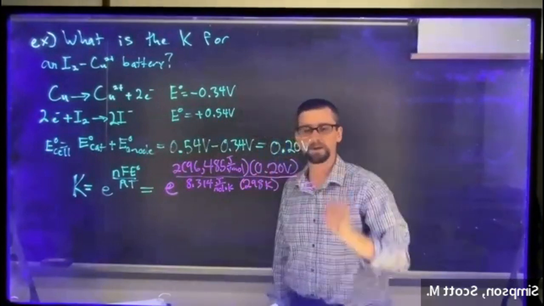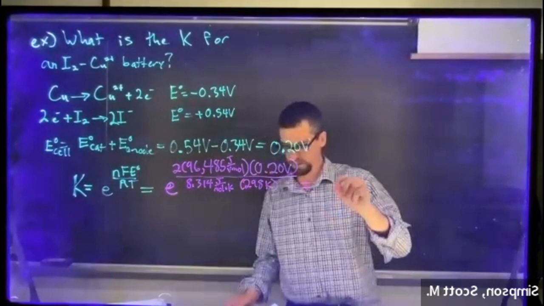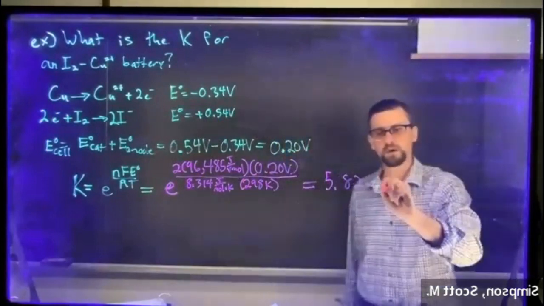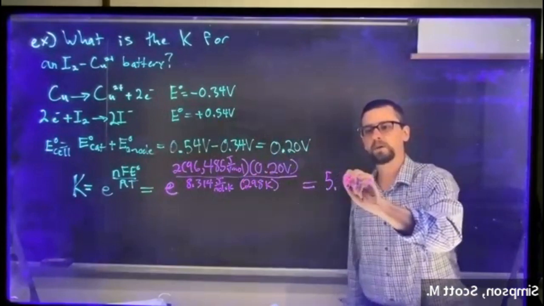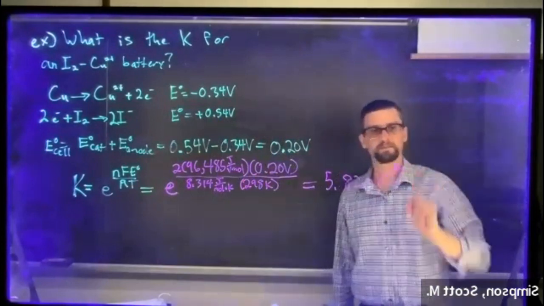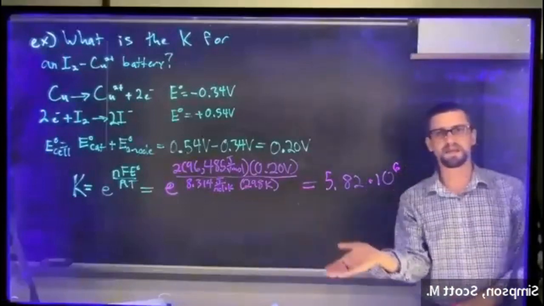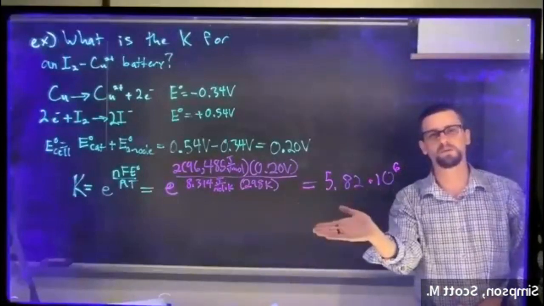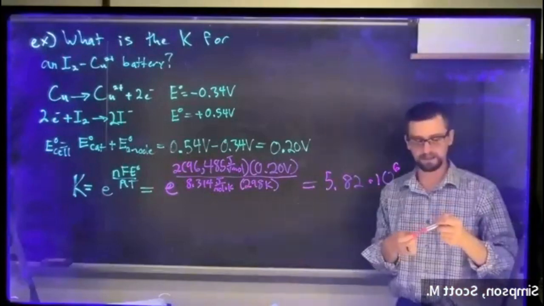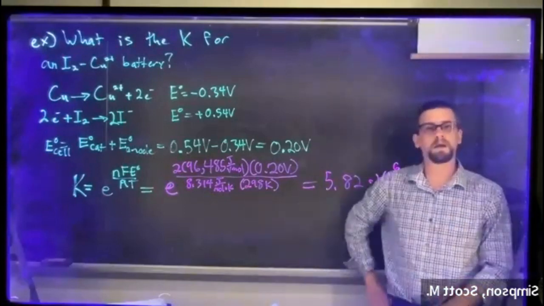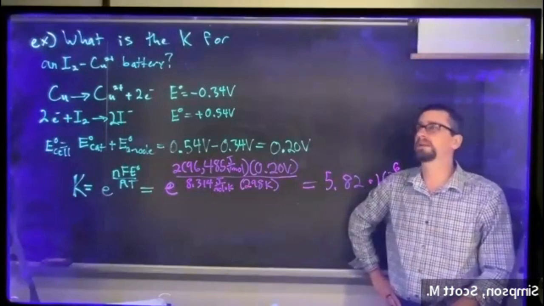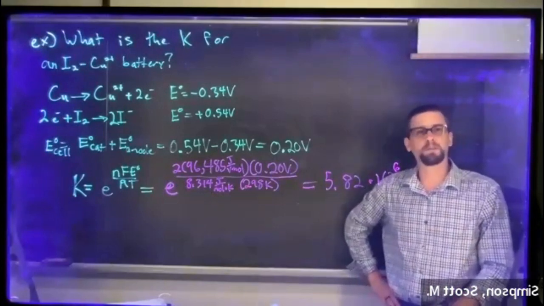When you multiply everything through, you should get a value of 5.8282 times 10 to the 6th. Showing that in this case, we do in fact get a value greater than 1, which is what we expected for the spontaneous process.